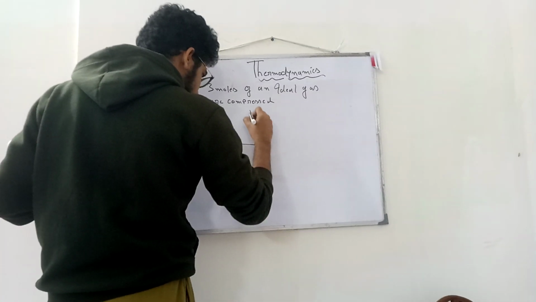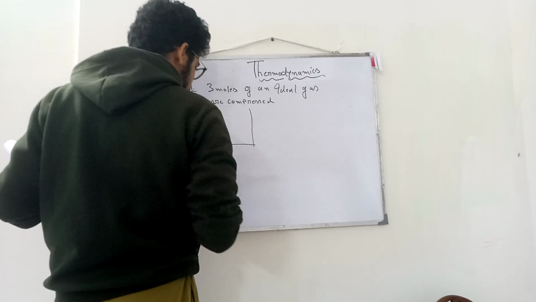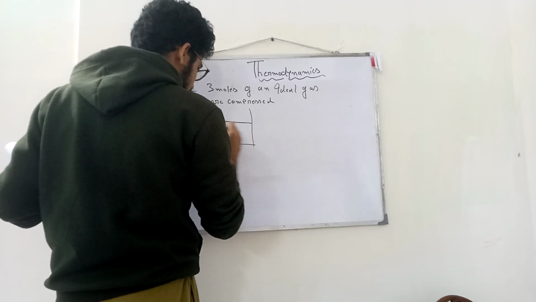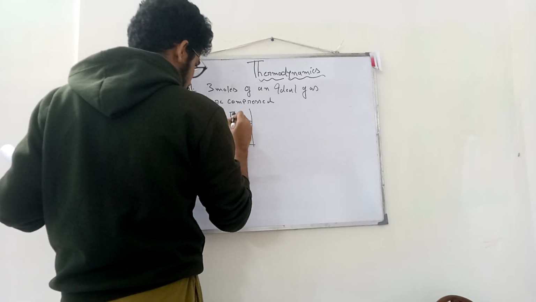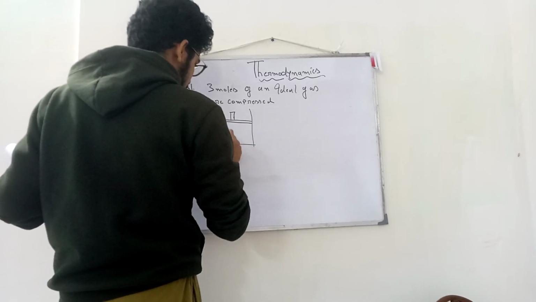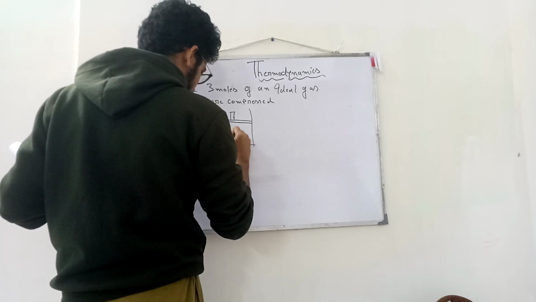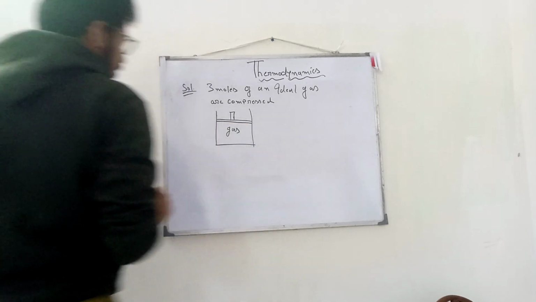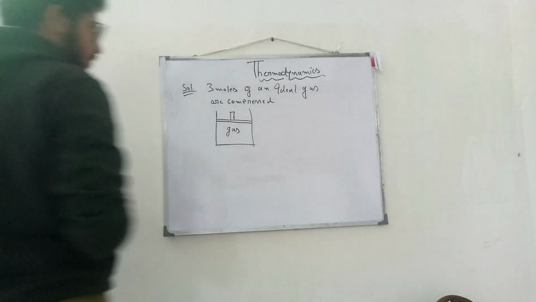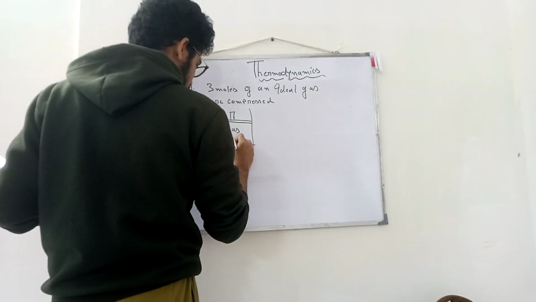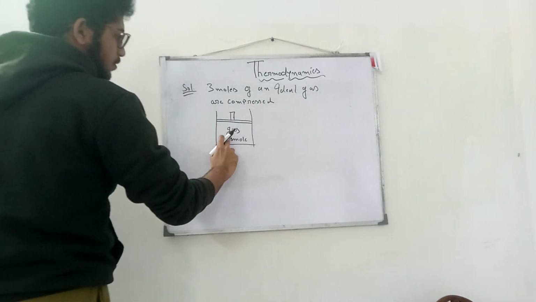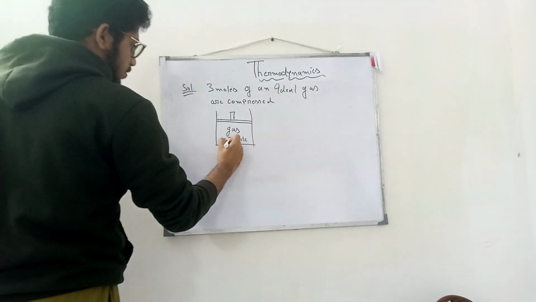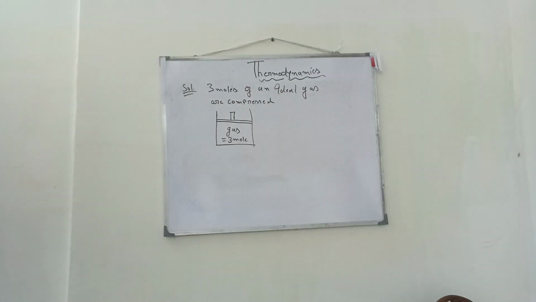Suppose this is a container. Here is a piston, and here is some gas. Okay? Here is some amount of gas which is 3 mole.